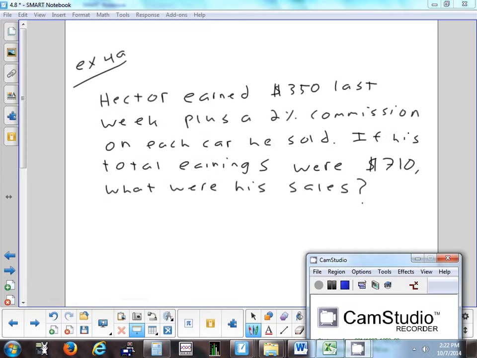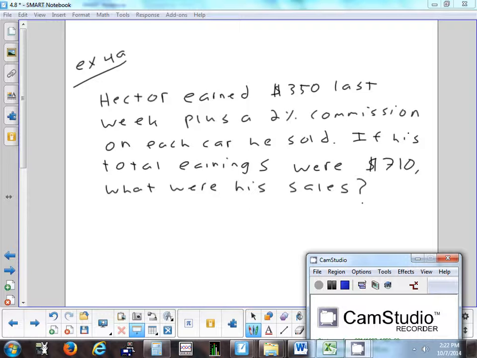Sorry. Okay, so here it says Hector earned $350 last week, plus a 2% commission. He earned a 2% commission on each car that he sold. It says his total earnings were $710. What were his sales? So if you just try to think of this, it's confusing, right? If you use the formula and you don't think about it and you just fill in what you know in each part of the formula, then it takes this kind of confusing problem and makes it just an equation you have to solve.